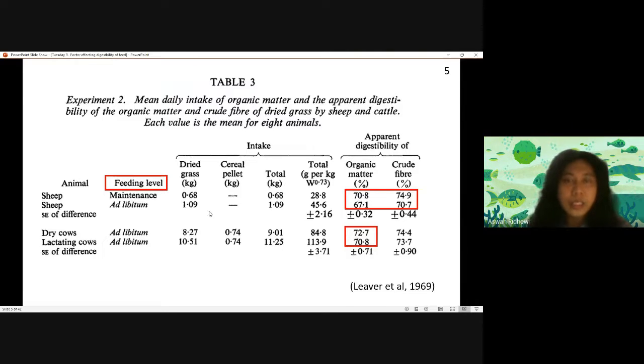And in the next step, if we look at the dry cows and lactating cows, they provided the ad libitum diet here. So we also find they have different apparent digestibility. As we can see, for the dry cows, the digestibility is higher compared with the lactating cows. So I think another information that we can get from here, beside the feeding level, is that the physiological status of the animal also affects digestibility, if we look at the dry cows and the lactating cows.